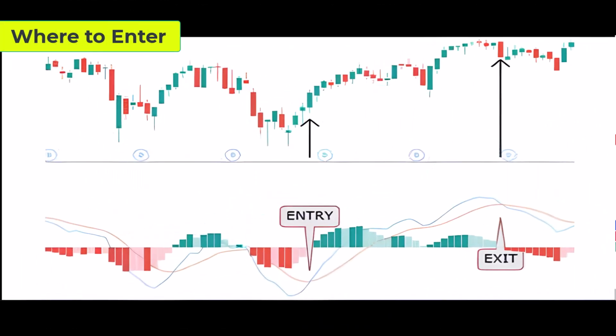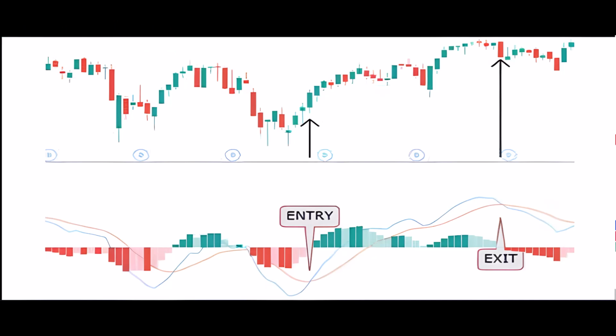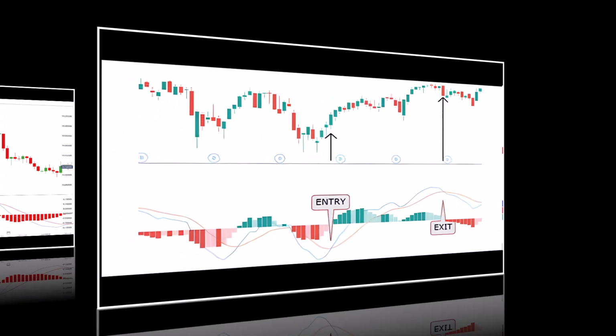The most favorable time for a long entry is when the MACD moving averages cross, with the fast moving average crossing above the slow one. Conversely, the optimal time for a short entry is when the MACD moving averages cross, with the slow moving average crossing above the fast one. These crossover points provide key signals for traders to make informed decisions on entering or exiting positions.